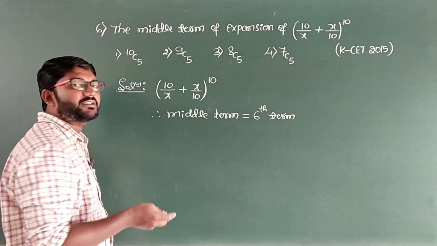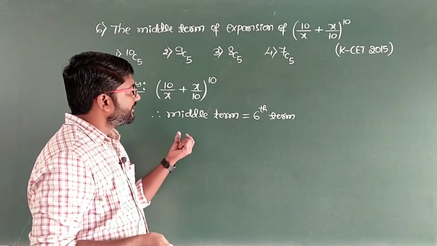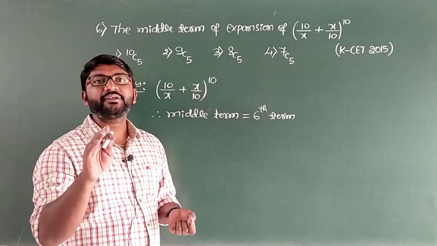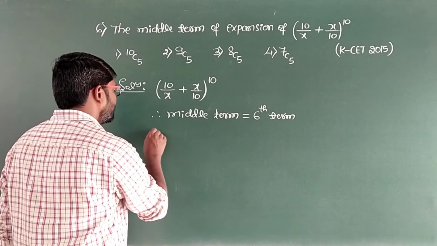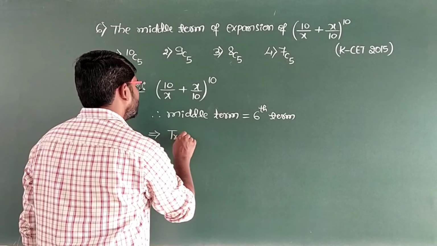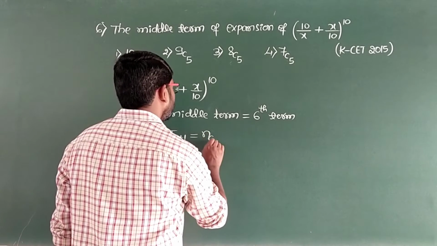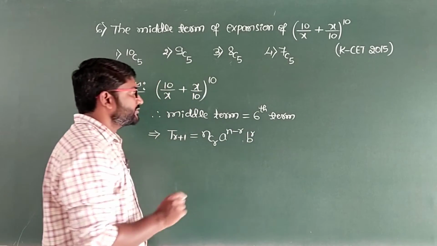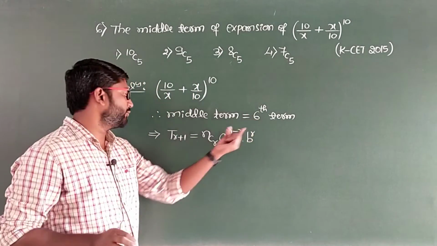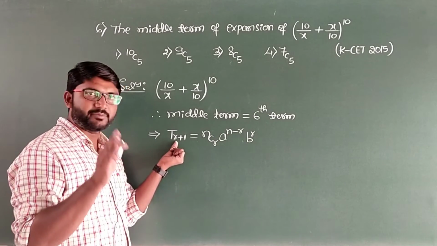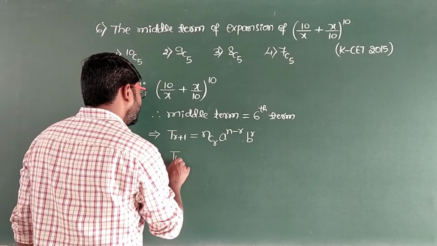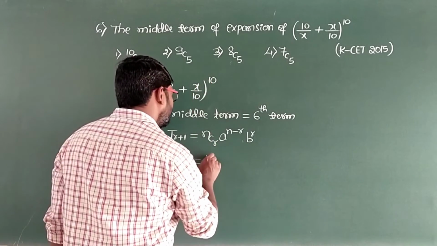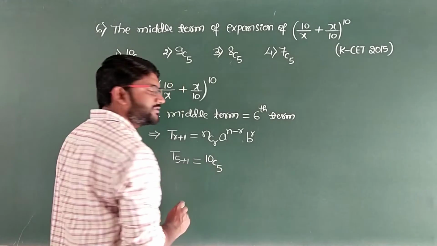I will go for the general term now, T(r+1). So here r plus 1 means overall we need the 6th term, so small r value must be 5 now. This implies T(r+1) equals nCr a raised to n minus r into b raised to r. So now we have to find the 6th term. Overall it has to be 6, that means small r value must be 5. This implies T(5+1) equals nCr, n is 10, so 10C5.